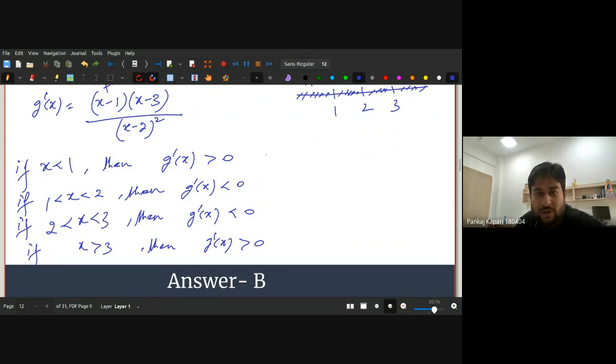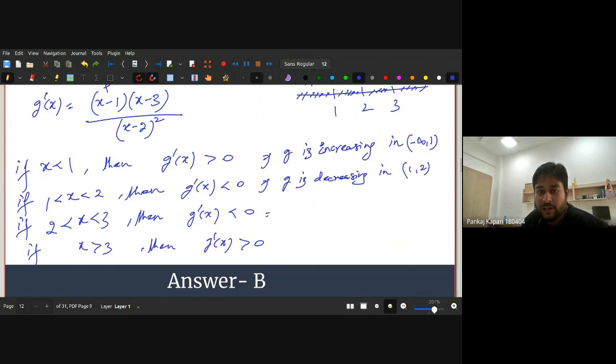So the first one will imply that the function g is increasing, right? Because the derivative is positive, increasing in this interval A. What was A? Let's write it as (minus infinity, 1). The second will imply that g is decreasing in the open interval (1, 2). The third will imply that g is again decreasing in the open interval (2, 3), and the fourth will imply that g is increasing, right?